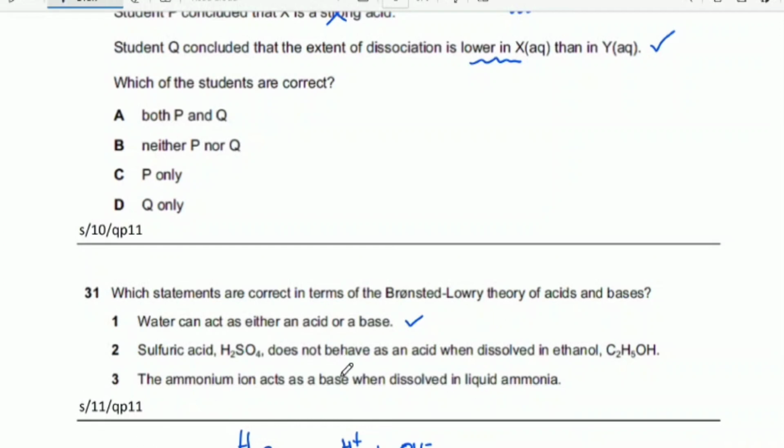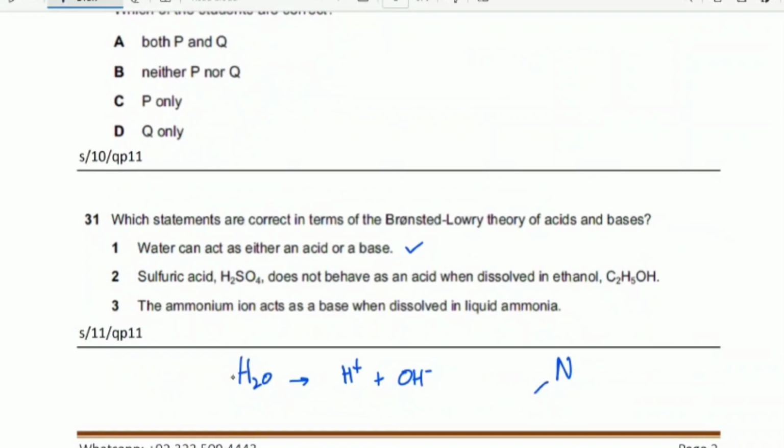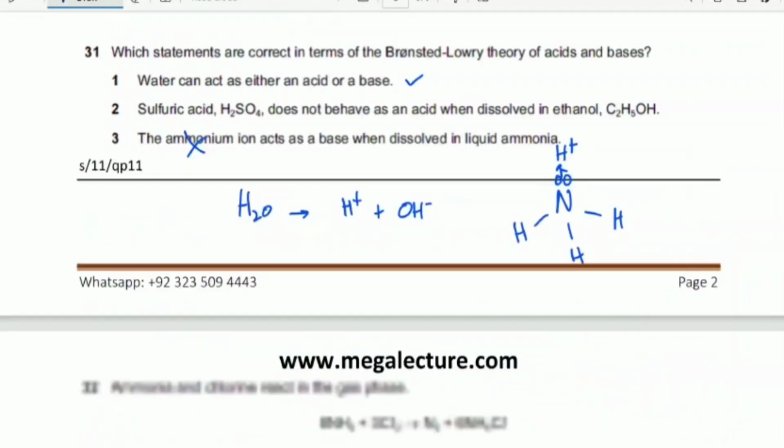The ammonium ion acts as a base when dissolved in liquid ammonia. You got the ammonium ion, right? It's NH3 plus the N has a lone pair, so the H+1 gets attracted to it, right? So that's an ammonium ion. Can it act as a base? No. Because it can't gain more H+1 ions, so that's wrong. So 1 and 2 both are correct.